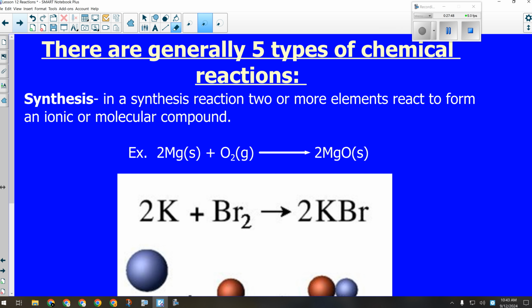And we can use any number. It doesn't have to be a 2. It can be a 3. It can be a 10. It just depends on what you need to balance that reaction.